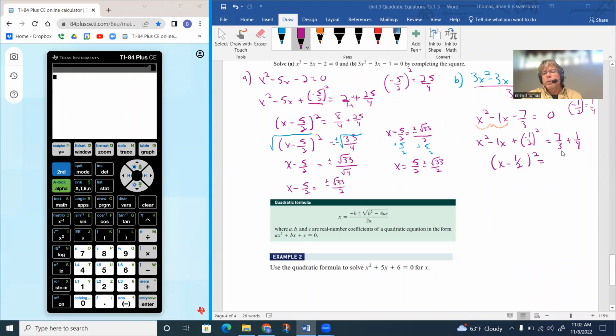So back to our problem, we want to add 7/3 plus 1/4. Again, I could get a common denominator, but I'm just going to let the calculator do it. So alpha F1 is our fraction button. So we have the 7/3, and then we're going to add to that the 1/4. Hit enter. That gives us this 31/12.